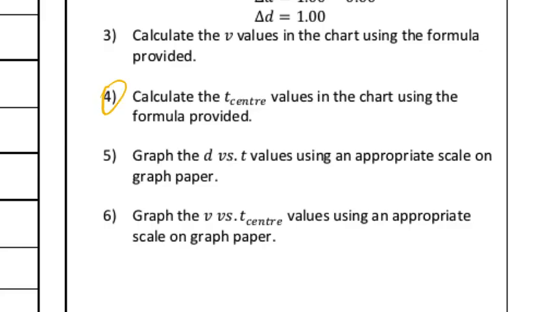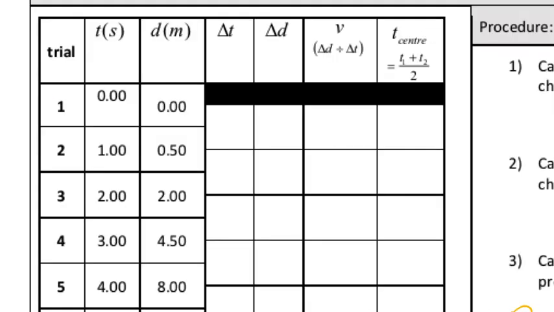Now, number 4 is very important. The reason is that when we graph the speed versus time, or the velocity versus time, it's going to use different times than we use for the D versus T. So we're looking for the time for the center of the interval. To calculate that, it's your T1 plus your T2 divided by 2. Basically, it's the average. Let's take a look at this one right here. We're looking for the average of 1 and 0, because that's your trial 1 and trial 2. So that would be 1 plus 0 divided by 2, and the halfway point would be 0.5 seconds.